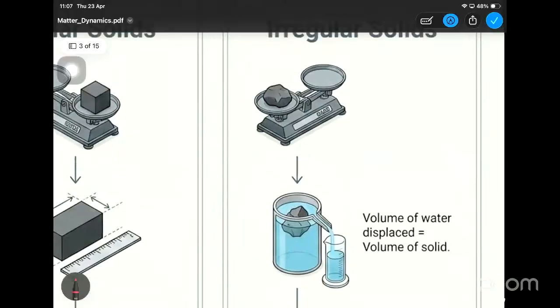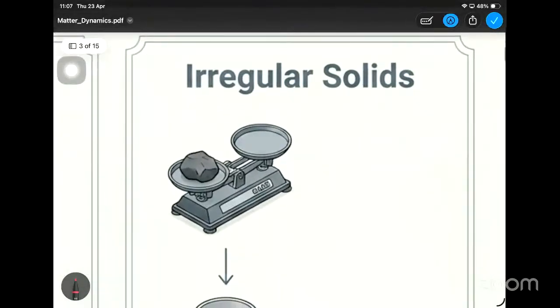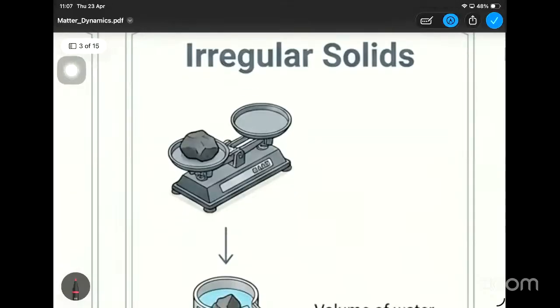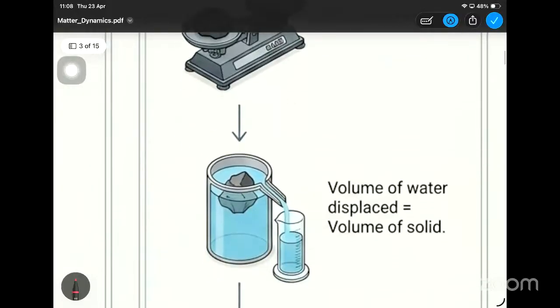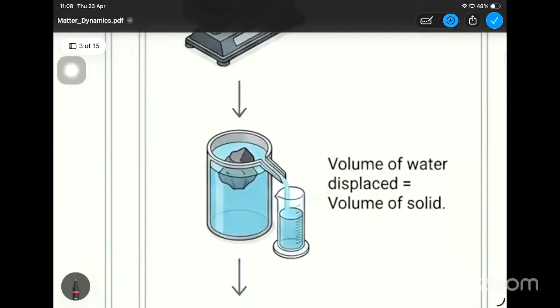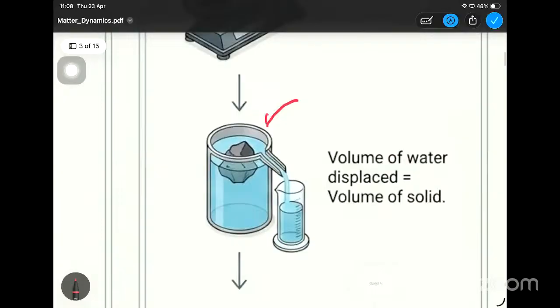This is the important part: the irregular shaped object. First we are going to place the object on the pan, and we will get the mass value. And then we will be using the displacement can, or you can use the term Eureka can. Both are correct.